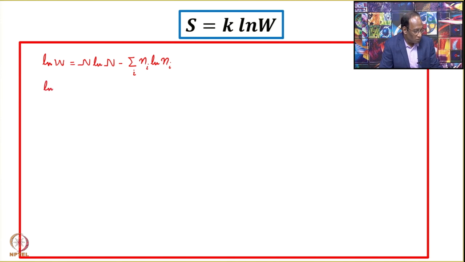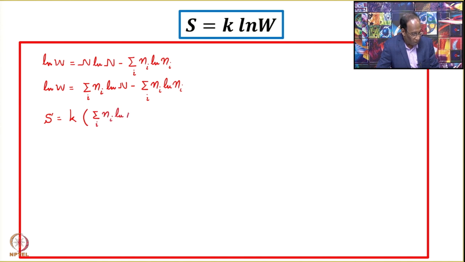Now let us rewrite it in some other way. Instead of n, let me write summation ni, because n is equal to summation ni. Then I have log n, and I have minus summation i ni log ni. And let us substitute S is equal to K log W. So instead of log W, let us write summation i ni log n minus summation i ni log ni.